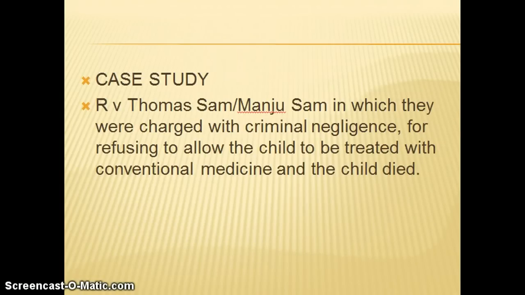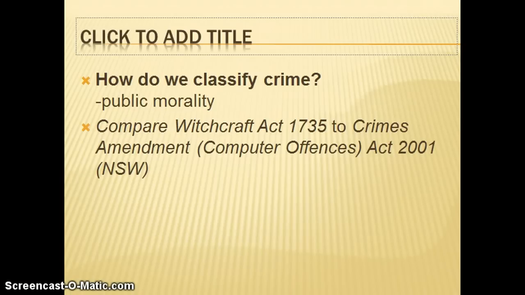Move on to how do we classify crime. The main part, as you saw from the definition, is the rights of the society, and that's where public morality comes in. So really, the classification of crime can differ between societies due to this changing public morality, and the law that we have today is a reflection of this.